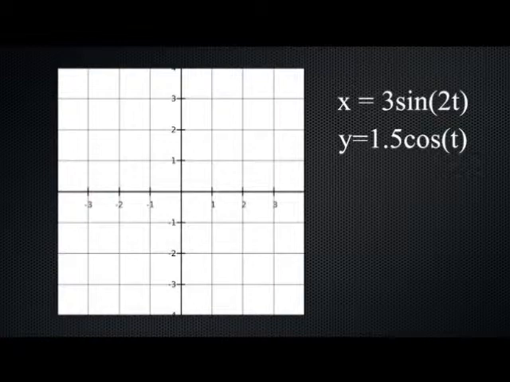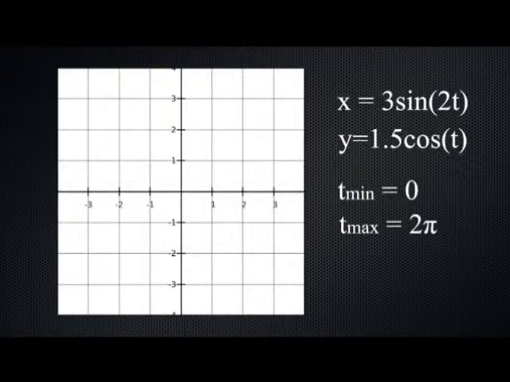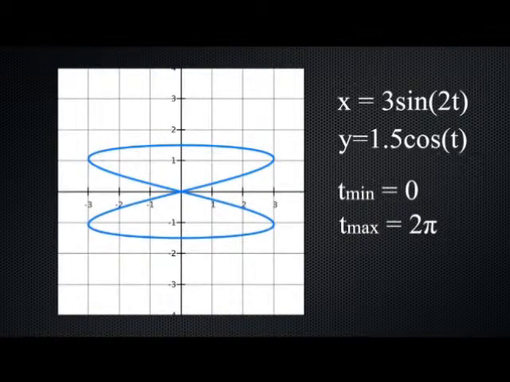I am going to choose a t-min of 0 and a t-max of 2 pi, which will make a full rotation of the graph. But when using a graphing calculator, we face a bit of trouble. As you can see, the graph isn't fully drawn. However, in order to explain why, we need to go over the concept of t-steps.